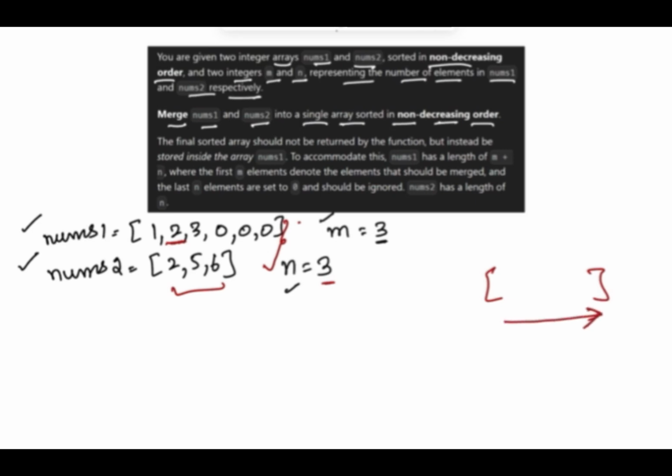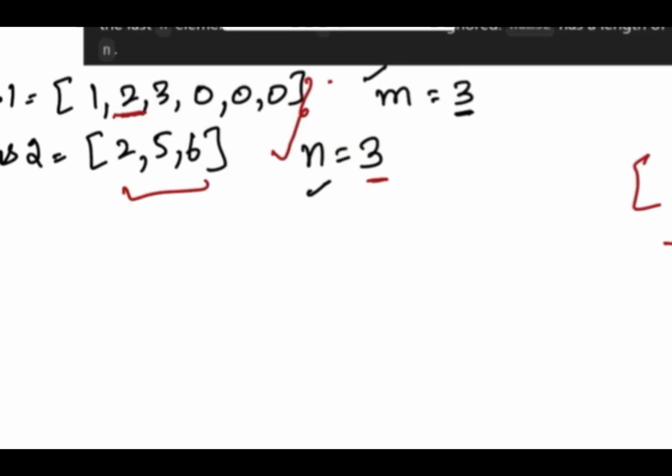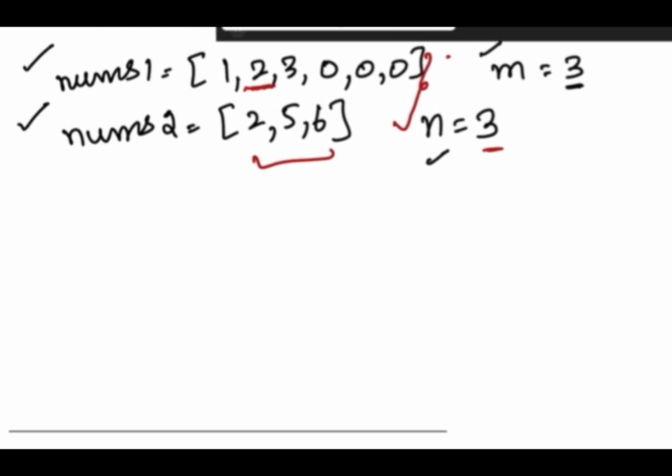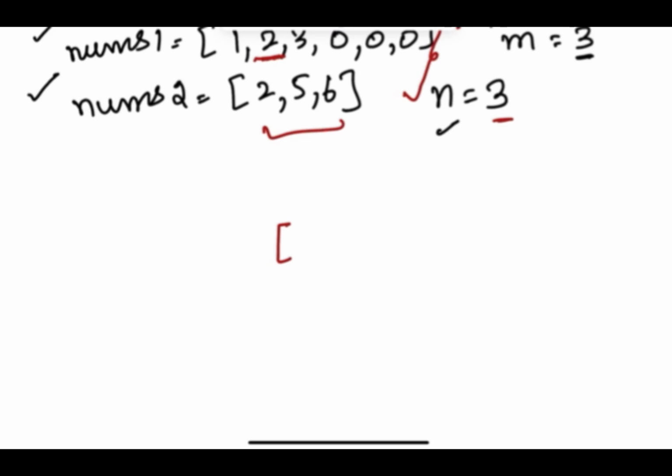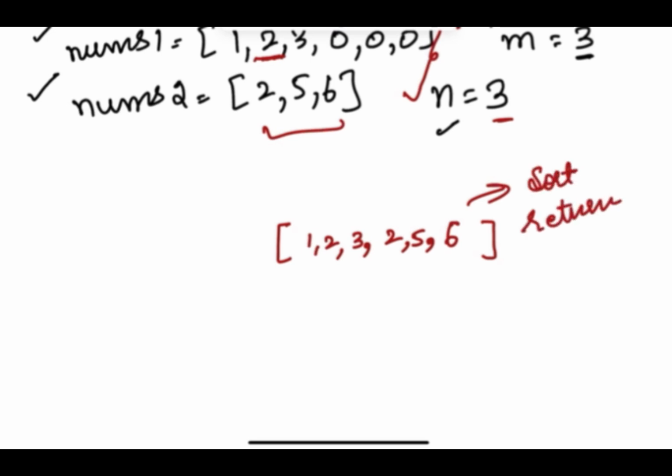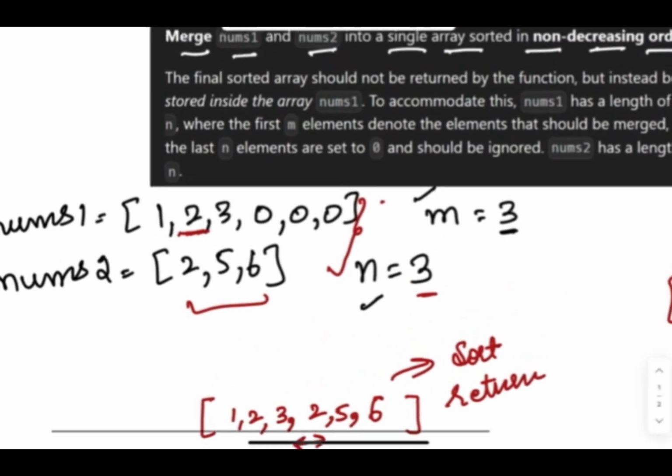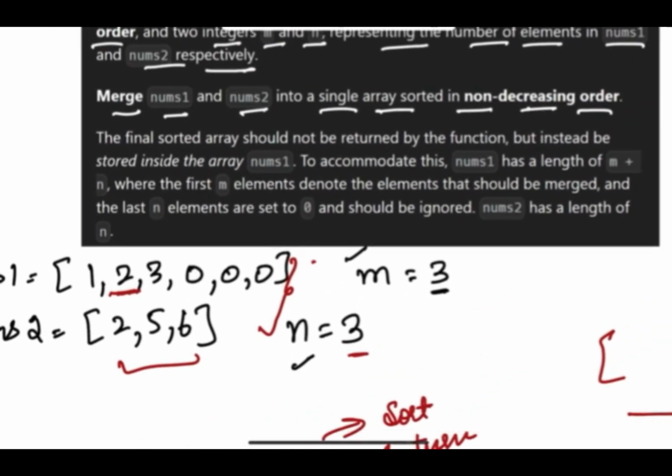Okay, the first approach which came to my mind was we can simply use one additional space and put all these elements into the additional space like this, and then simply sort this, and then I will return this. This was the very first approach which came to my mind, but it is written in the question that the final sorted array should not be returned by the function but instead be stored inside the array nums1.